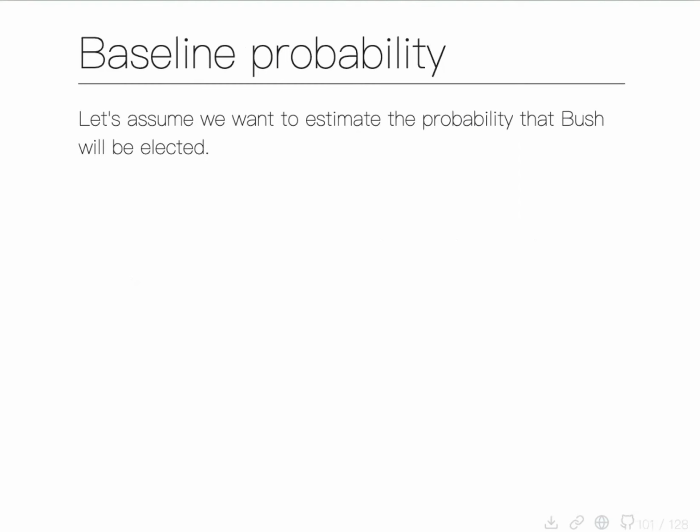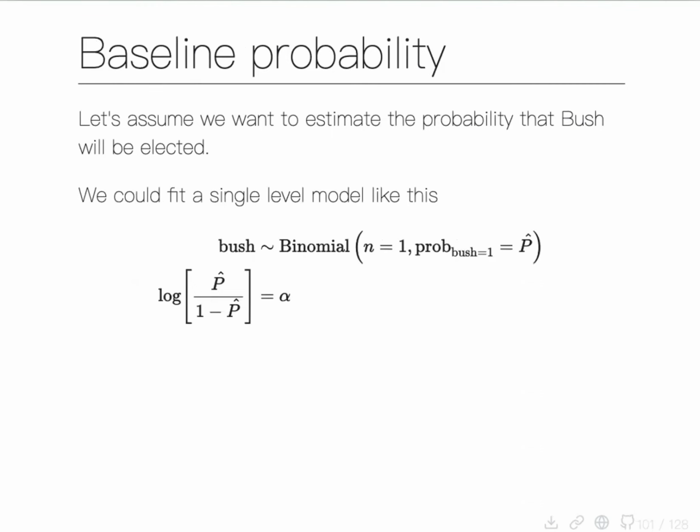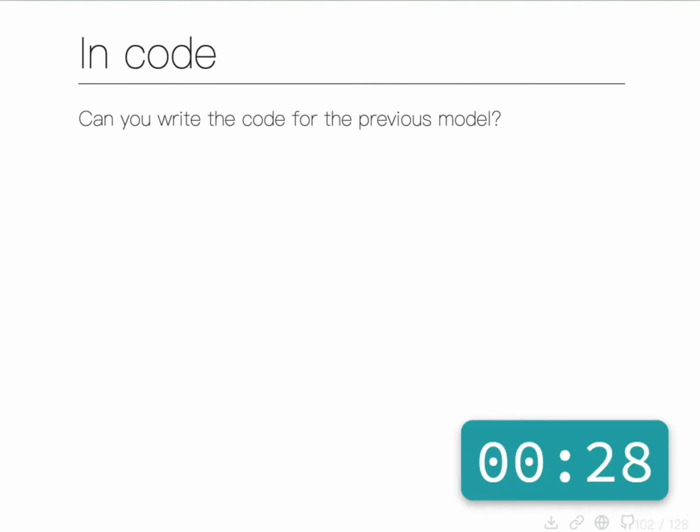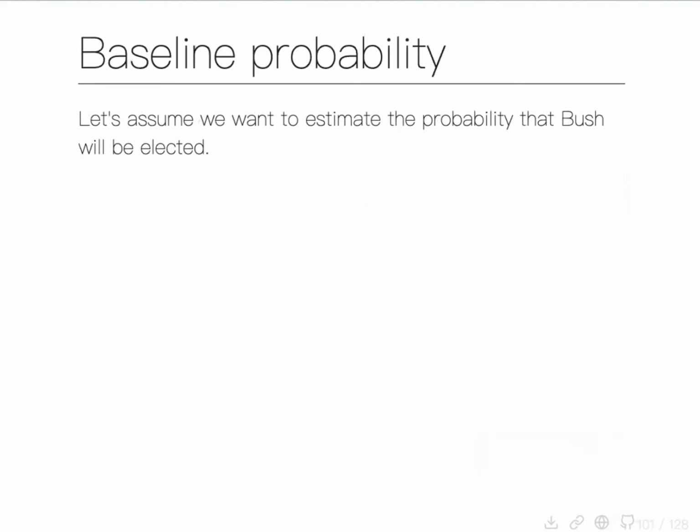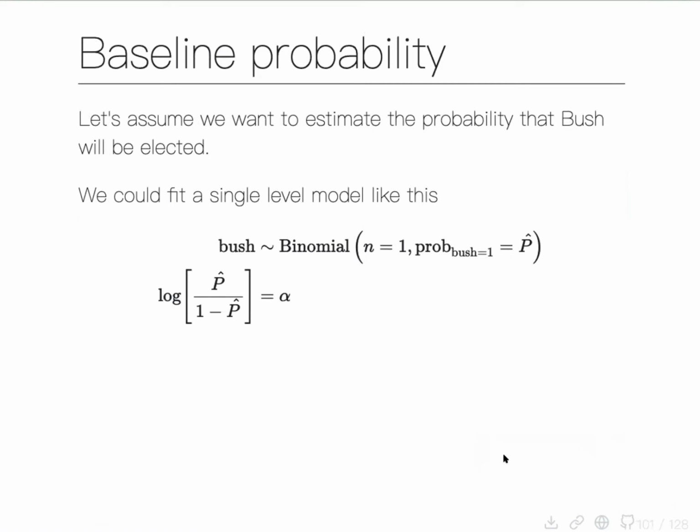So, baseline probability. Let's assume we wanted to estimate the probability that George Bush Sr. would be elected. We could fit a single level model like this, right? How would we fit that model? Go ahead and write down or try to fit this model. Okay, this should look like this. It's a single level model, right? There's nothing beyond that. All we're estimating is just the intercept.